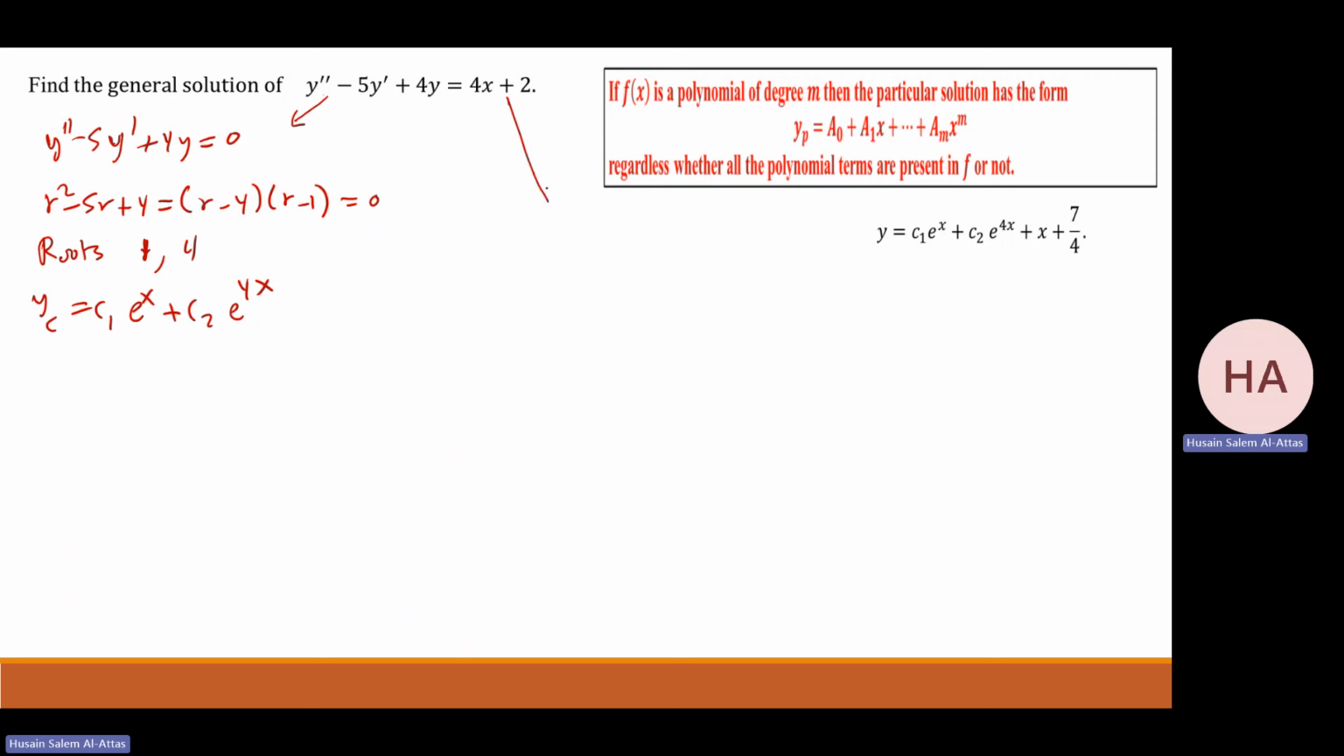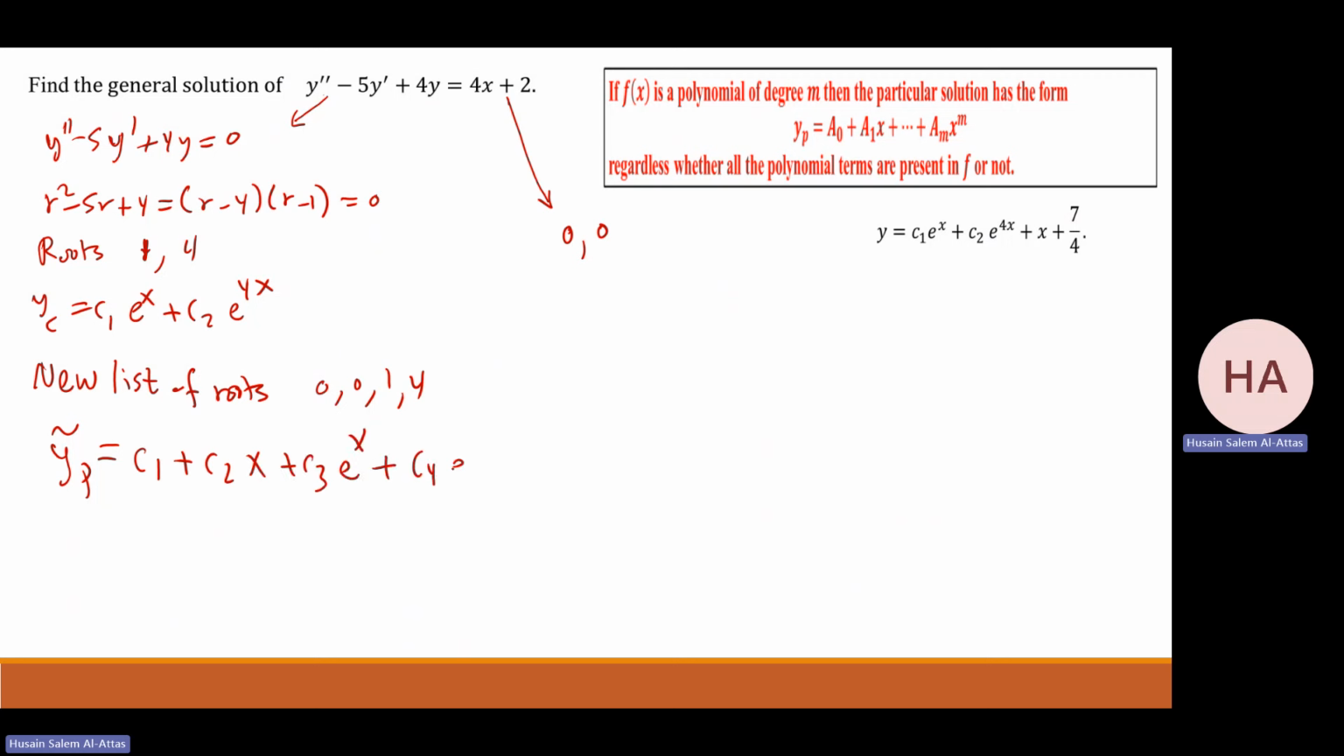What are the roots coming from here? I have x, so that's x e to the power 0x and e to the power 0x. I have 0 two times. So what is my new list of roots? It will be 0, 0, 1, and 4. So what is YP hat? It will be C1 plus C2 x plus C3 e to the power x plus C4 e to the power 4x.